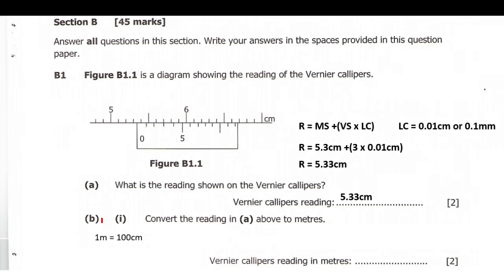Then B says, B1 says, convert the reading in A above to meters. So convert the reading here to meters. So we know 1 meter is equal to 100 centimeters. How about 5.33 centimeters? For you to get this into meters, you divide it by 100 and you get a value of 0.0533 meters. All right, so let's go.